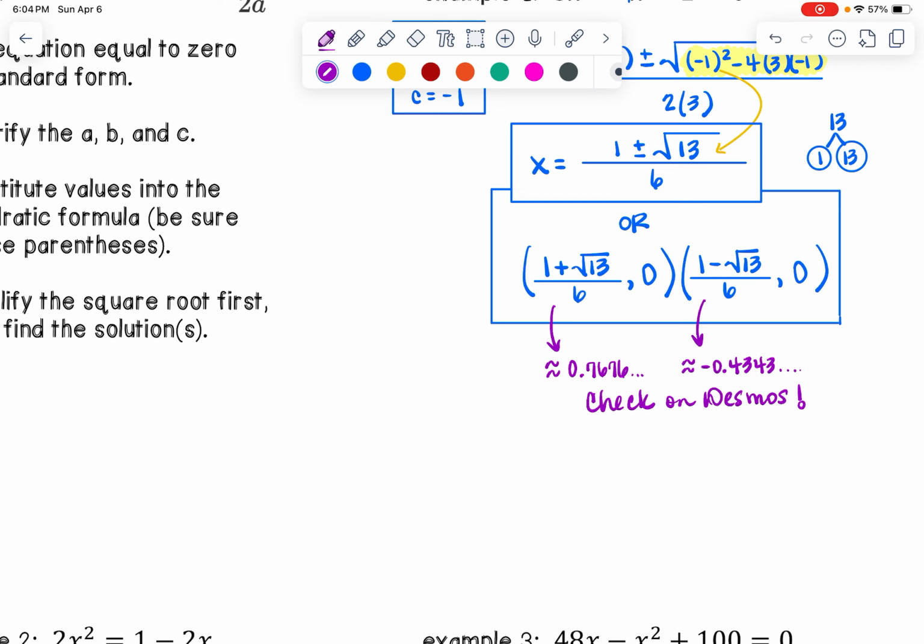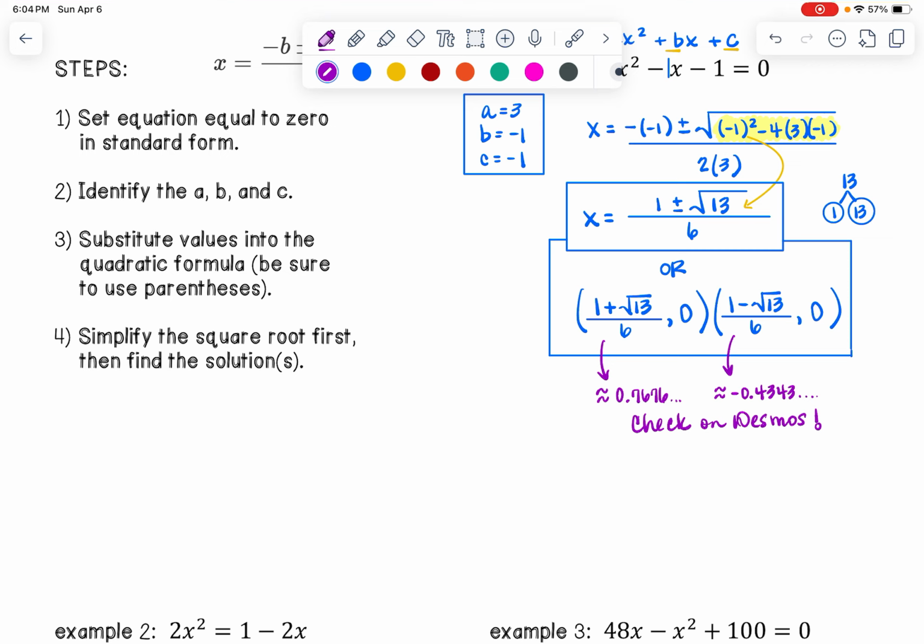All right, so check on Desmos. Okay, but again, the final answers that we want, right? I want this as your final answer right here. If you want to split it up and write it as these two separate ones, then you can. I'll take it either way. All right, let's go try another one.